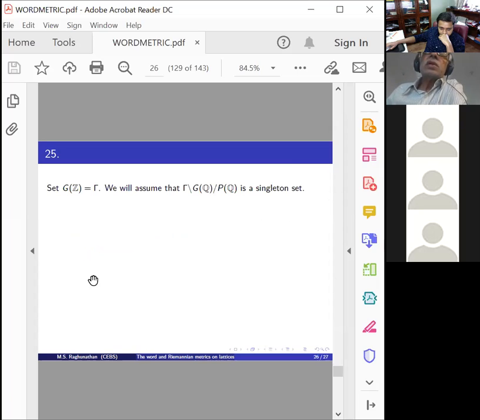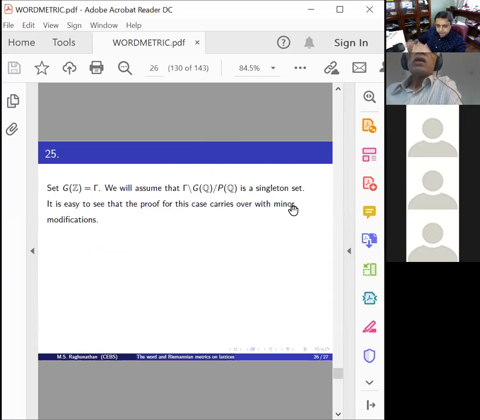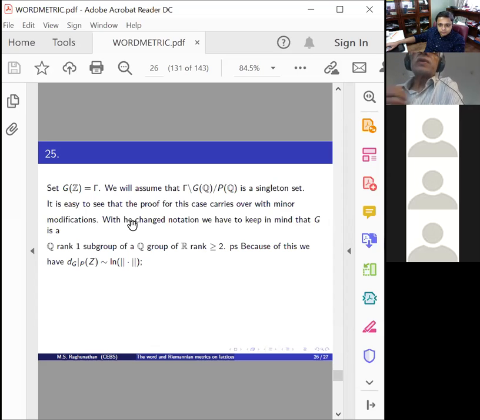Okay, now let me write G_Z equal to gamma. This is to make notations. I will also assume that G_Q by gamma by P_Q is a singleton set. This assumption need not bother you. Of course, it doesn't generally hold, but you will see that the proof as we give it can be modified very easily to take care of the general case. So this can be carried over with minor changes.